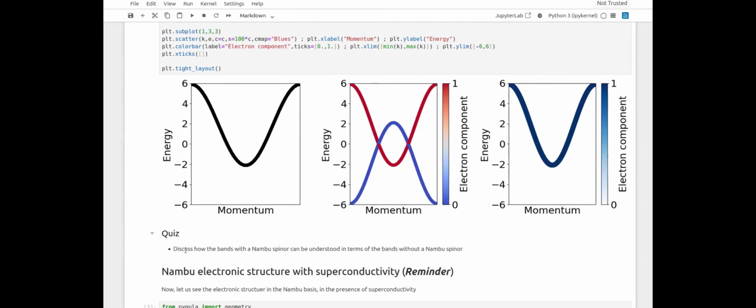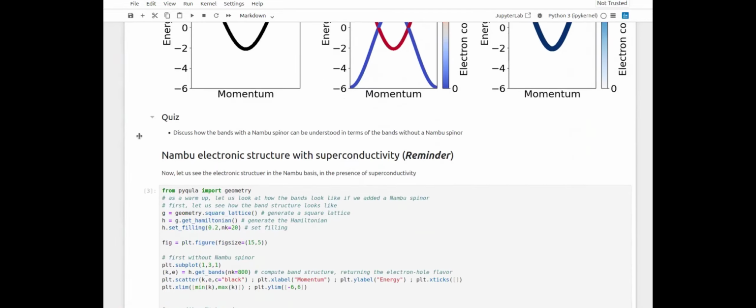Okay, and so the question is: discuss how the bands with a Nambu spinor can be understood in terms of the bands without a Nambu spinor. And so that's what we mentioned before. In short, the red band is our original electron. The blue band is our hole replica that comes from the Nambu spinor.